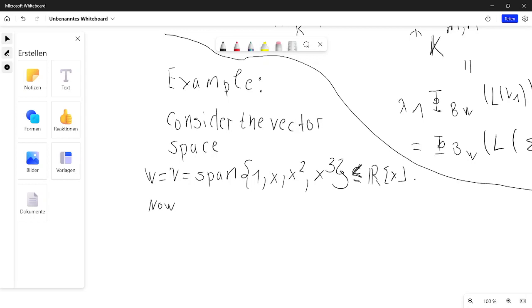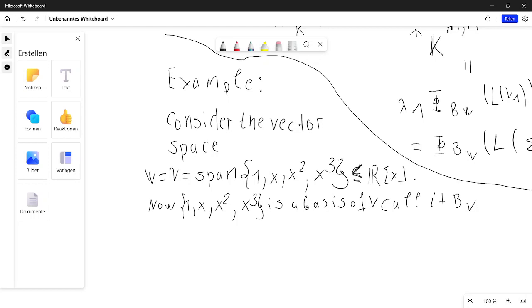Oh, now 1, x, squared x is, of course, a basis of V. Call it BV. And wow, a simple way to derive a basis would be to multiply it by an invertible matrix, right?